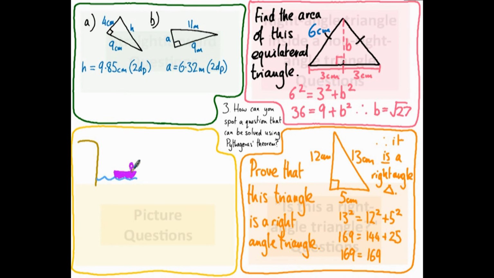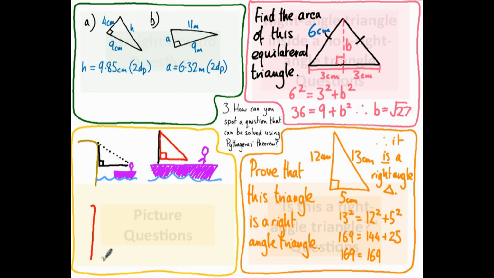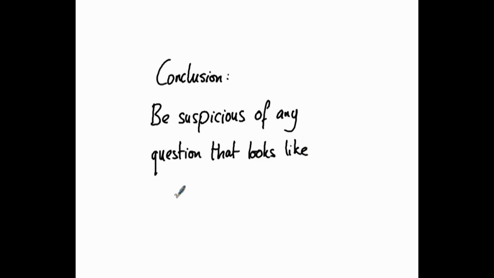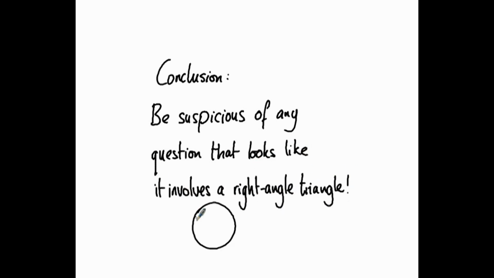Picture questions. GCSE exam questions love to throw in a picture with perhaps a hidden right-angled triangle in it, and it's your job to try and spot it. A favourite one seems to be a boat off the edge of a cliff, or a boat with a triangular sail. Spot the right angle. Oh, and there's a ladder against a brick wall. Lots of ladders get left outside brick walls, apparently. So my conclusion is that you need to be suspicious of any question that looks like it involves a right-angled triangle, because the chances are it's going to need Pythagoras to solve it.